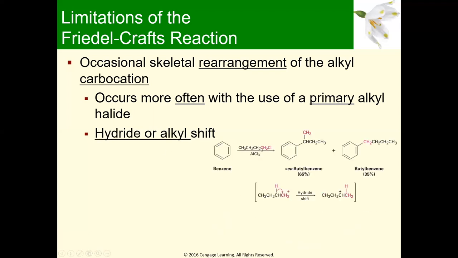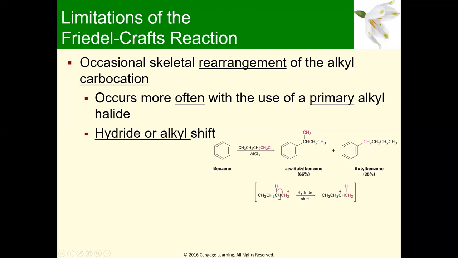So let's say that I want to put this 1, 2, 3, 4, this is a straight chain butyl group on a benzene ring. You know, I want it to have a tail, like a 4-carbon tail. Well, actually what you're going to end up with is a branched chain on there. And the reason why is because you get a hydride shift. If you think about what happens, this chloride comes off, that Cl comes off, and you get a primary carbocation. That positive charge is on the end carbon.